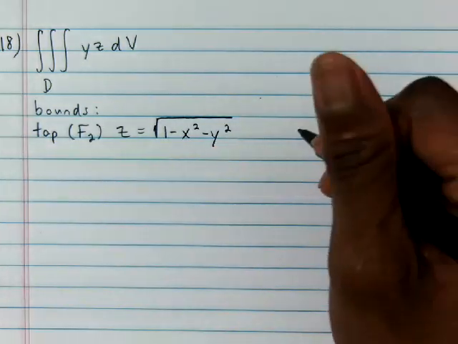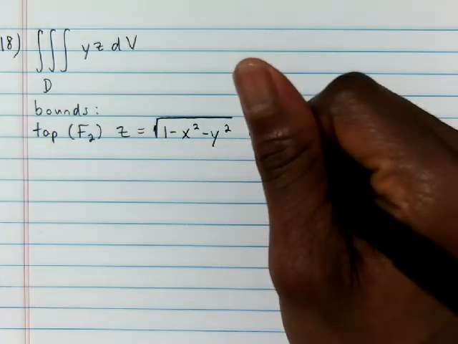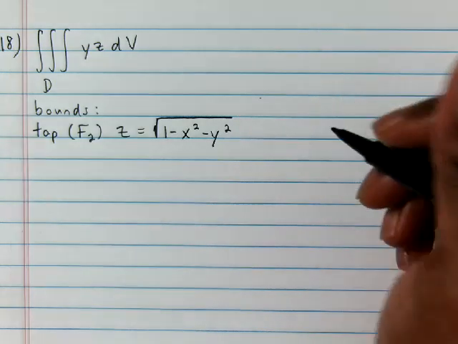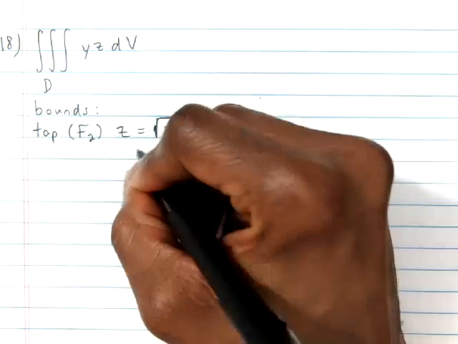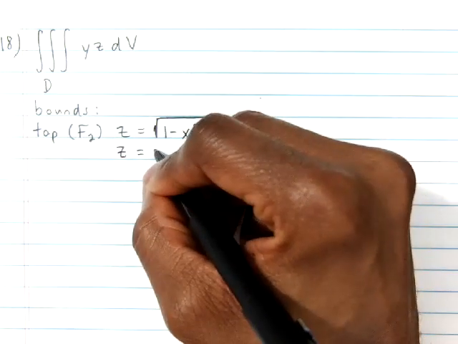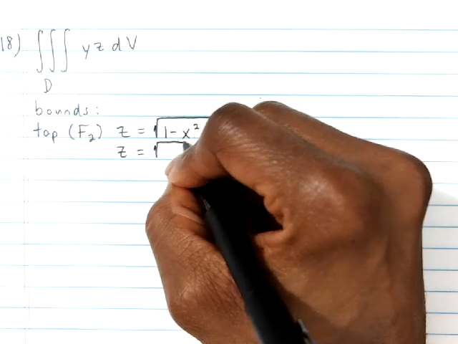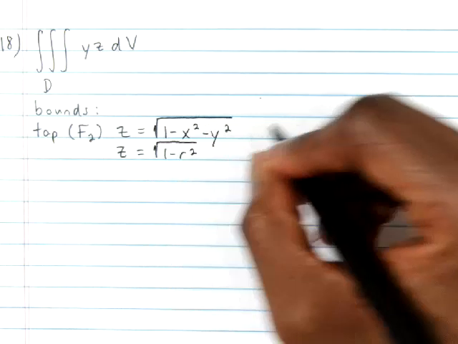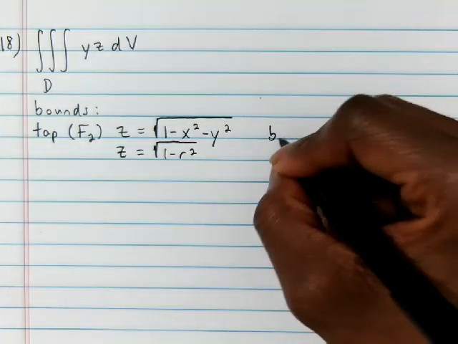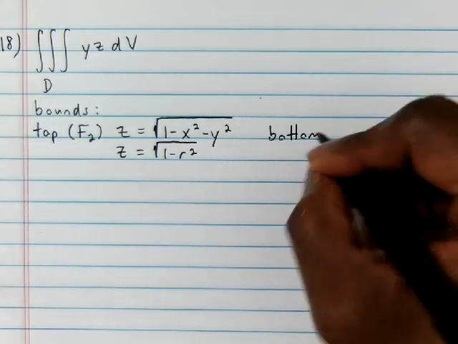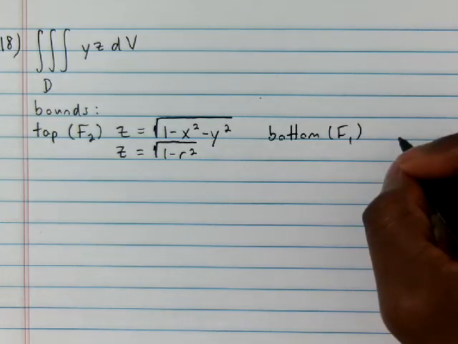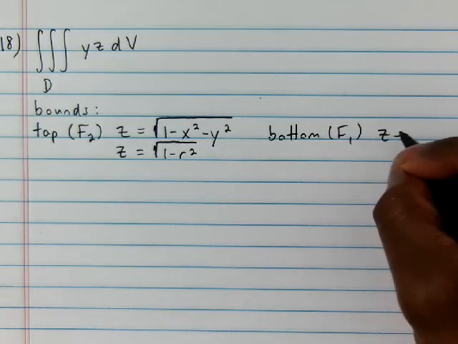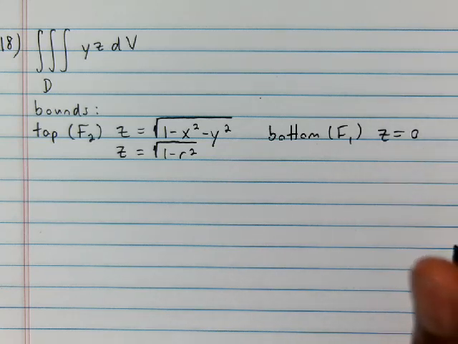And we're going to convert this to cylindrical coordinates. The bottom is just z equals 0. So this is z equals the square root of 1 minus r squared. The bottom is your F1. That was z equals 0. There's nothing we have to do there conversion wise.